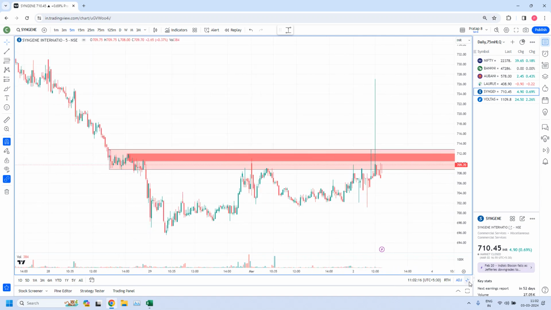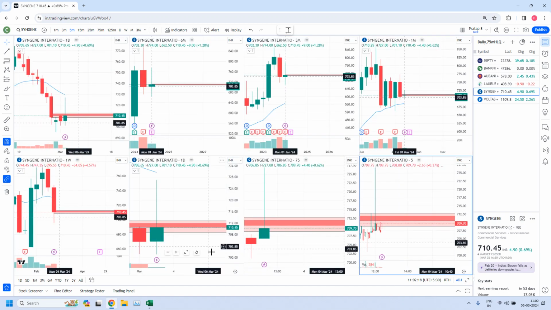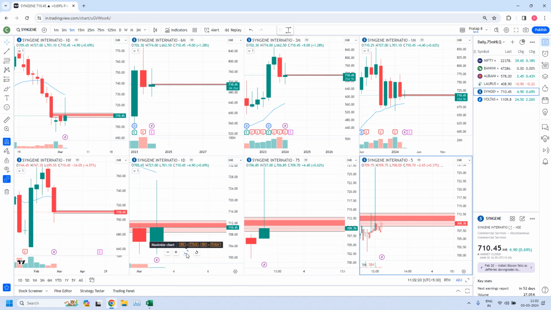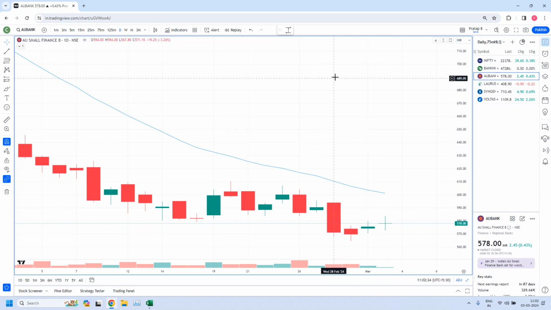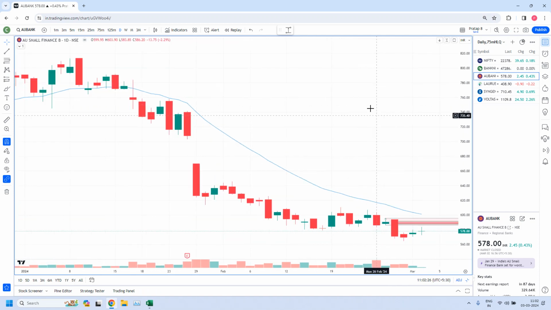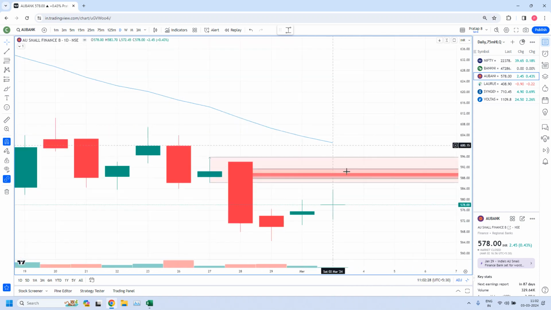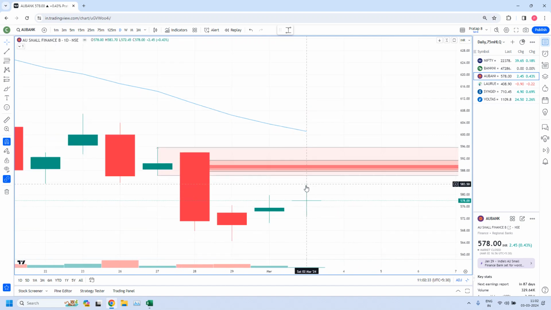So this is Sinjin. And the last one is AU Bank. AU Bank is a daily high liquidity supply zone, drop, base, drop. Look from the daily point of view.